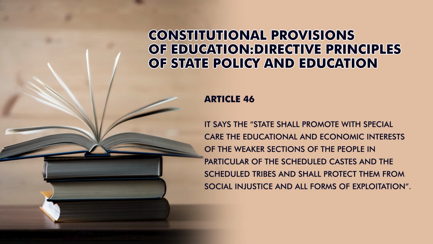And Article 46 under directive principles of state policy and education says that the state shall promote with special care the educational and economic interests of the weaker sections of the people, in particular of the scheduled castes and scheduled tribes, and shall protect them from social injustice and all forms of exploitation. So Article 46 talks about the scheduled castes and scheduled tribes, to safeguard and protect their rights so far as social injustice and social exploitation are concerned, and to provide them the right to education.